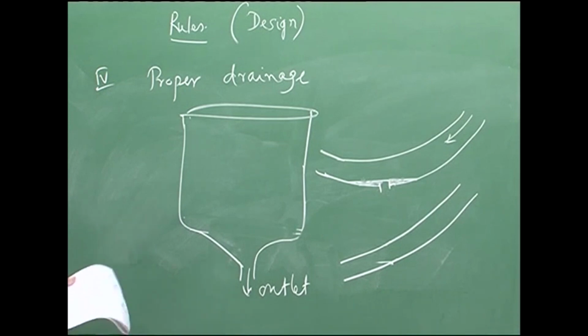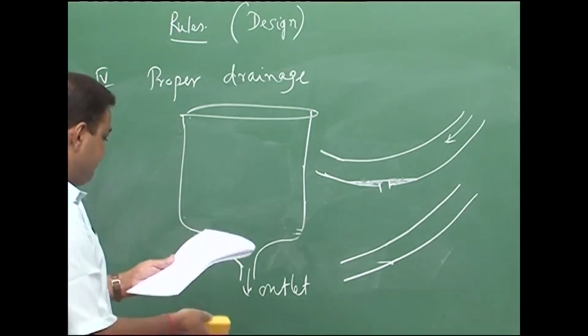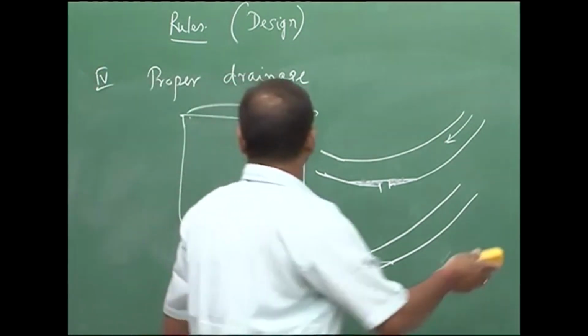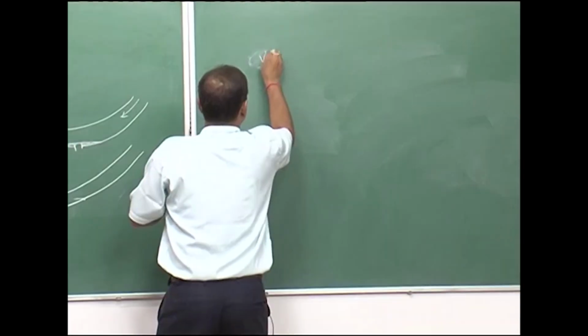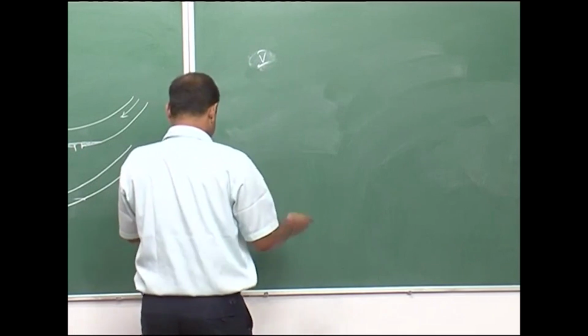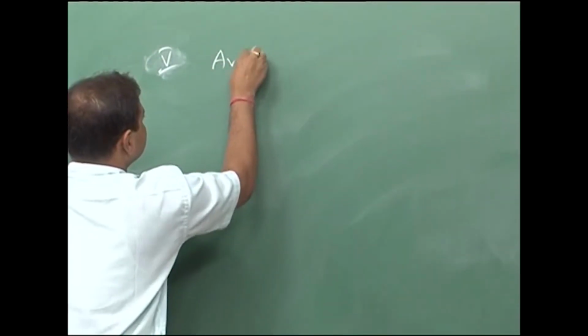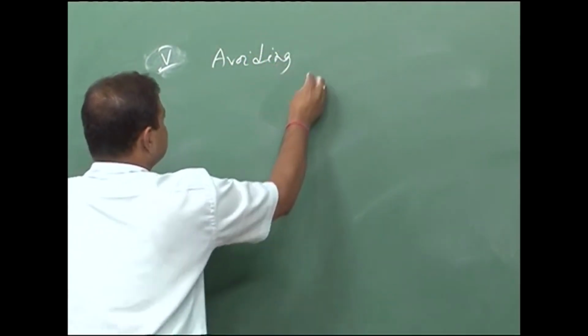Now, this is the fifth rule, which is basically avoiding sharp corners.